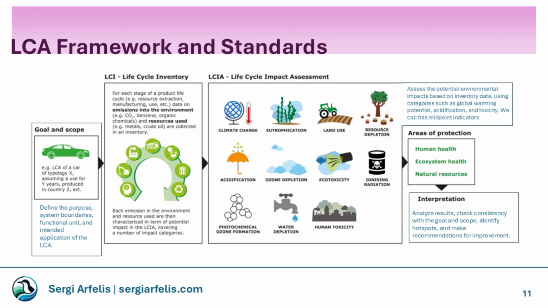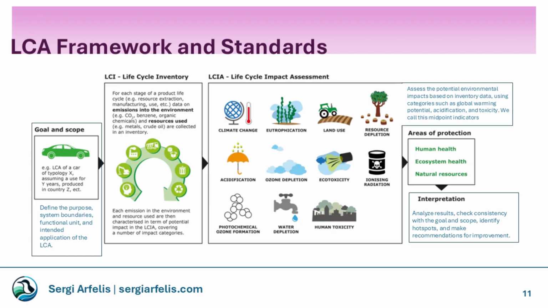Interpretation. Finally, you analyze the results to draw conclusions and make recommendations. In our building example, the company might discover that most emissions come from the production of steel and concrete, so they could focus on sourcing recycled materials or switching to lower-impact alternatives. The interpretation phase helps decision-makers understand where the biggest environmental impacts are and what actions will have the most benefit.